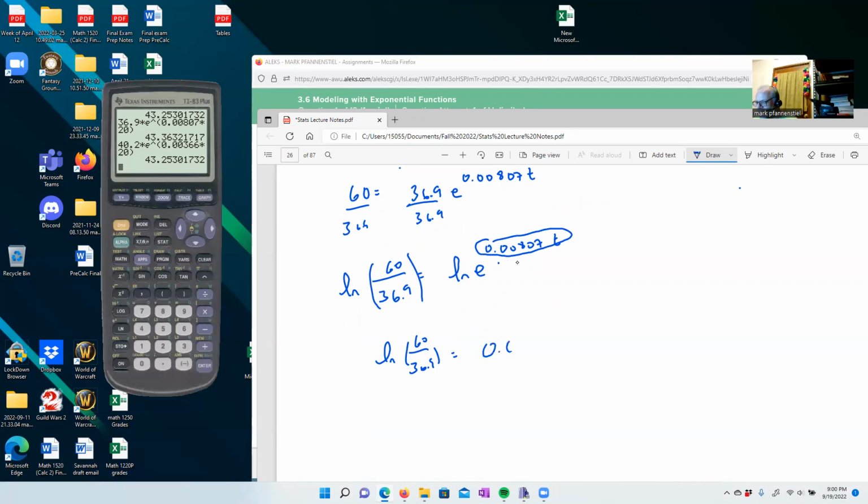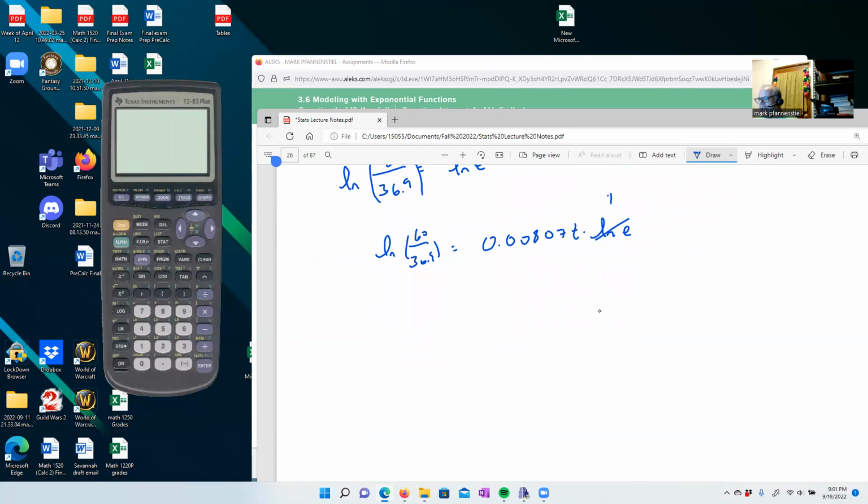So we have 0.00807t times the natural log of e. Natural log of e, that was 1, wasn't it? So what I'm asking is, we have log base e of e, that's e to what power, right? E raised to what power is e? Oh, 1. So that's why we get natural log of e is 1. Okay, and then we divide both sides by 0.00807. So we say 1 over 0.00807, okay, times the natural log of 60 over 36.9, and this is equal to t.